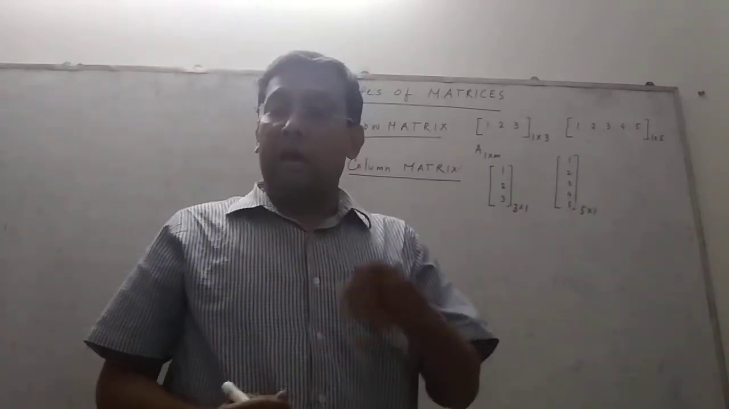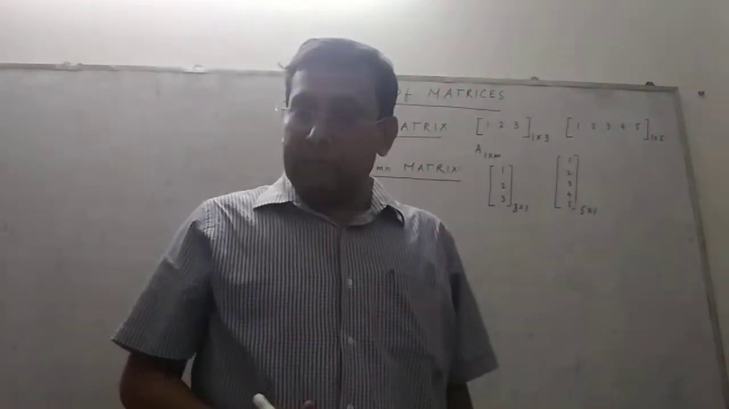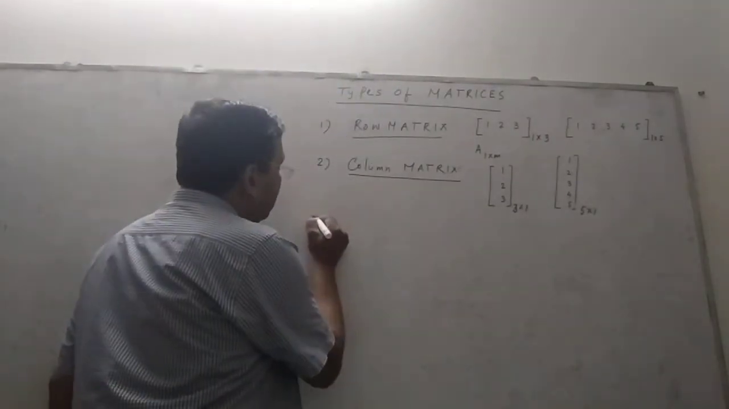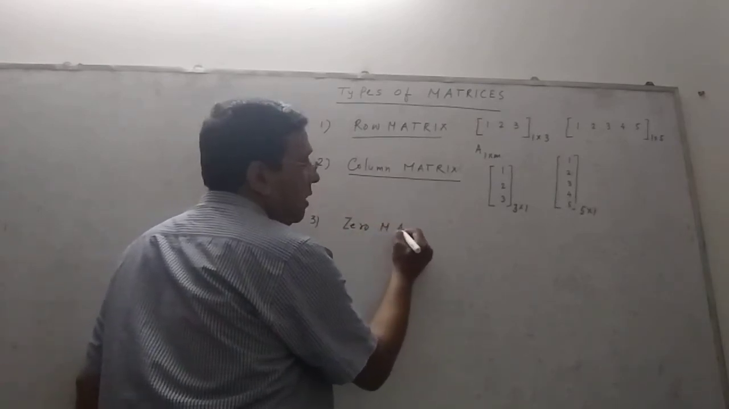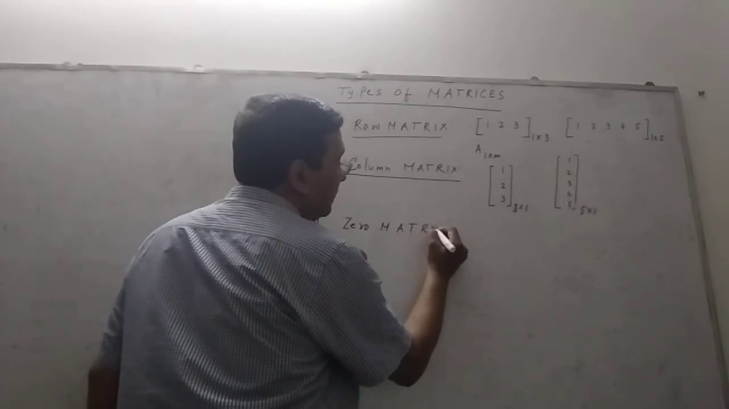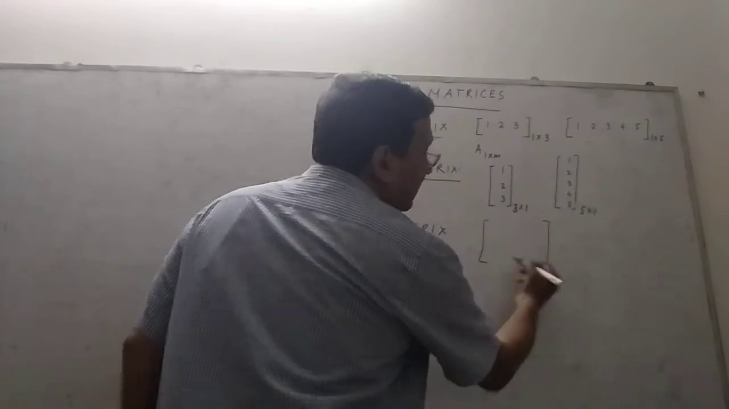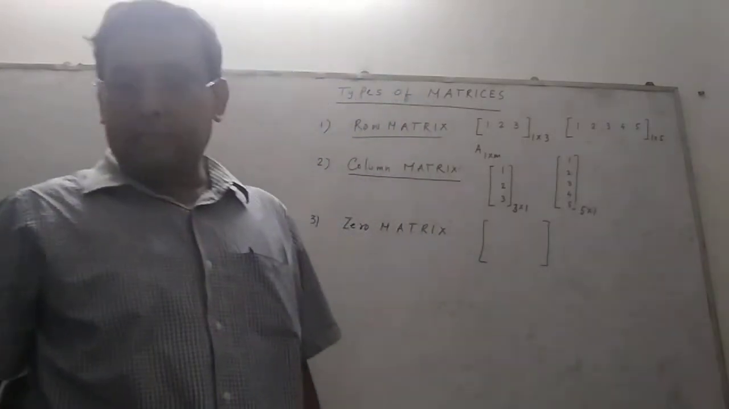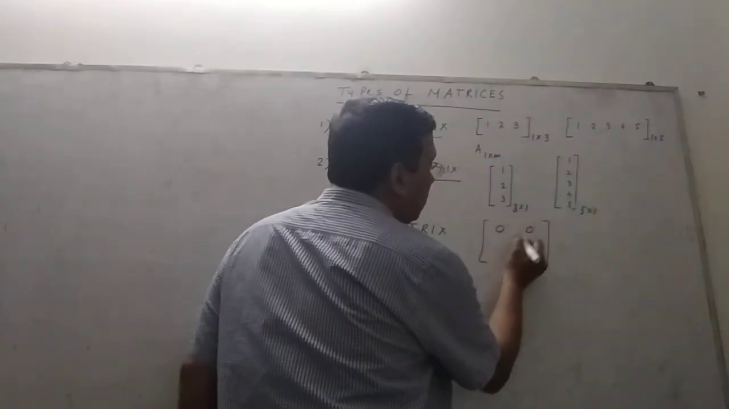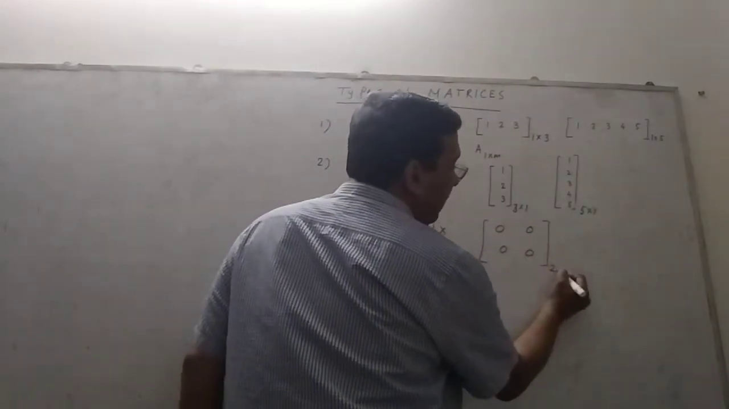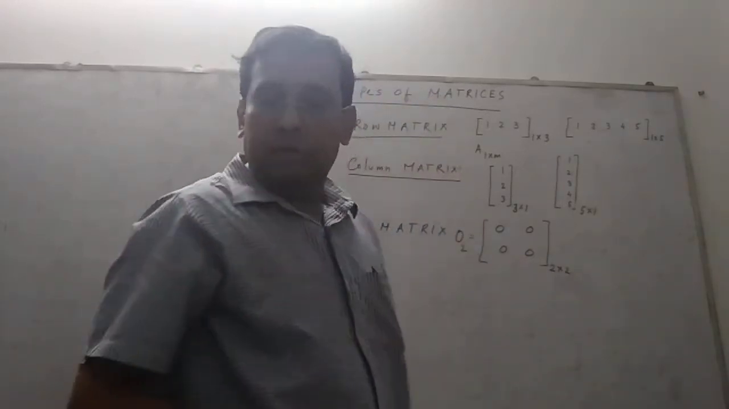Next is zero matrix or null matrix. Now, before writing zero matrix, what is zero matrix? Zero matrix, when all the elements of a matrix are 0. Now, if I say 0, 0, 0, 0, it is a 2 by 2. Then I will write this in this way: zero matrix.